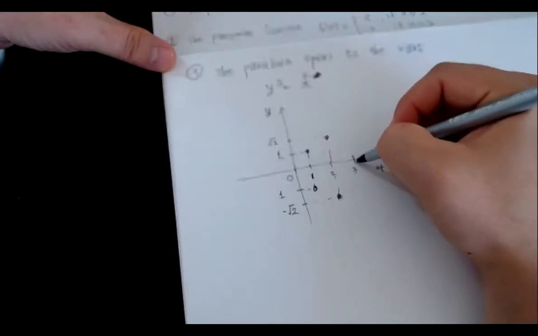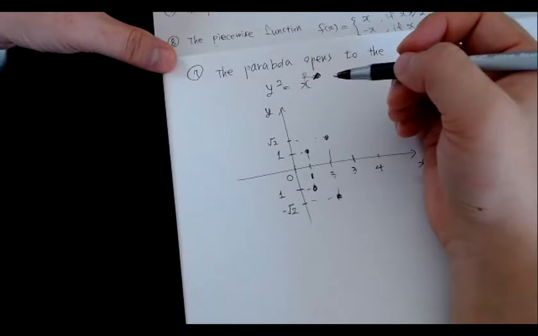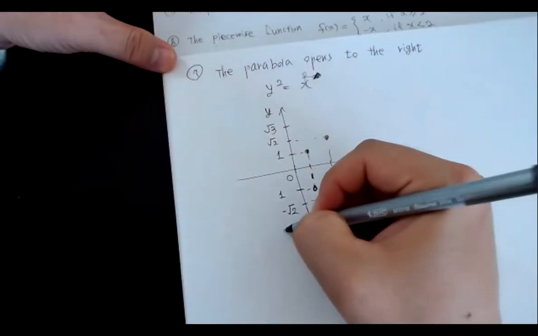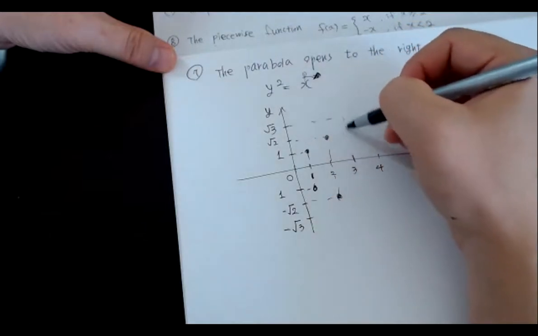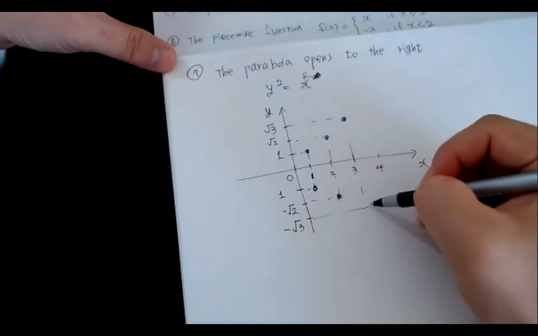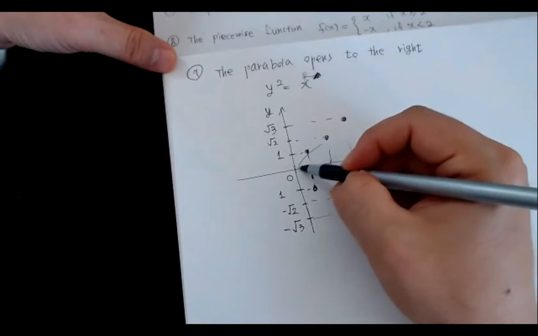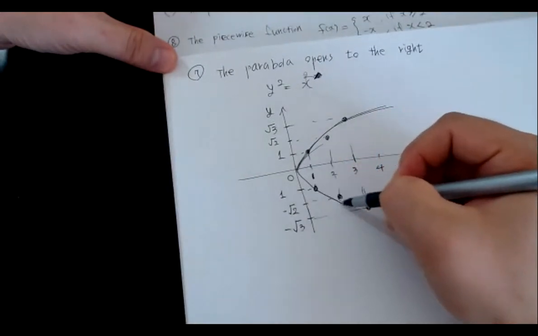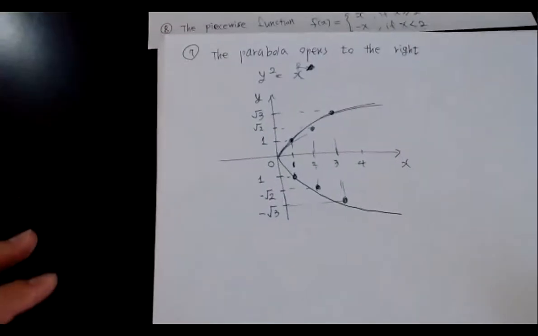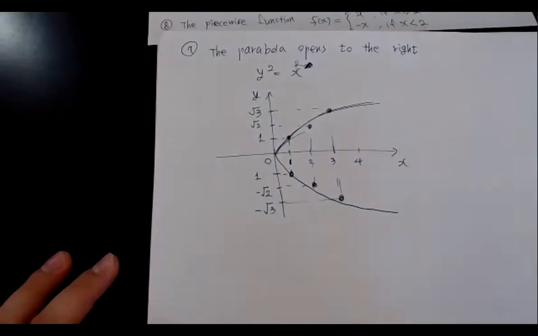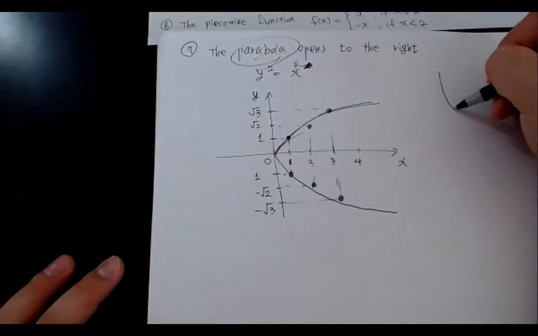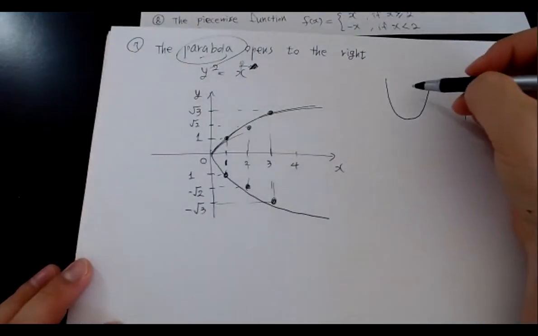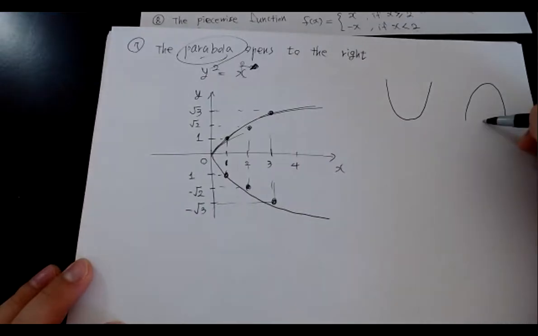Then when x is 3, we're gonna get square root 3 and minus square root 3, right? So the graph must be like this actually. This is the graph of the parabola that opens to the right. The parabola looks like this. This is called a parabola opens up. This is a parabola opens down.